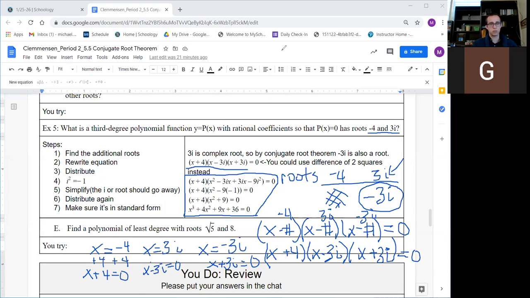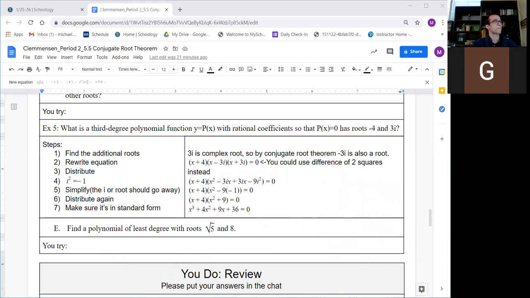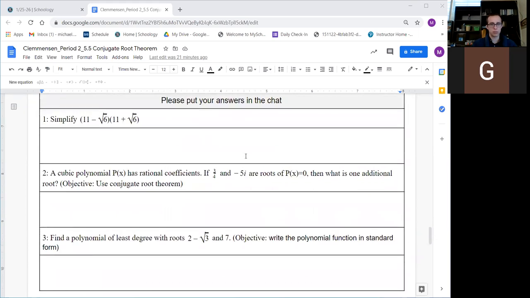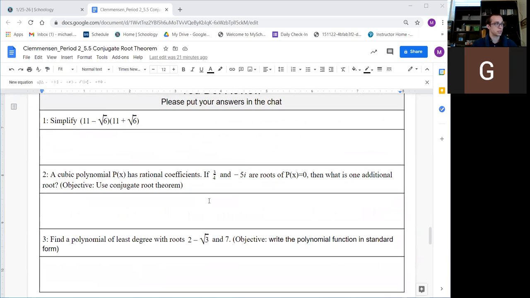I'm gonna clear it off in about 10 more seconds. So make sure if you haven't already done it, write it down. We're gonna move on to one last thing. So we kind of ran out of time to do the you do section and still be able to do our exit ticket. So I'm going to give you the work for the you do section. But if you want to, you can copy down.